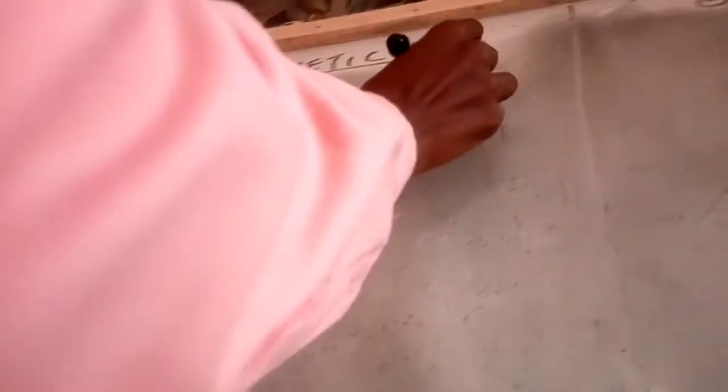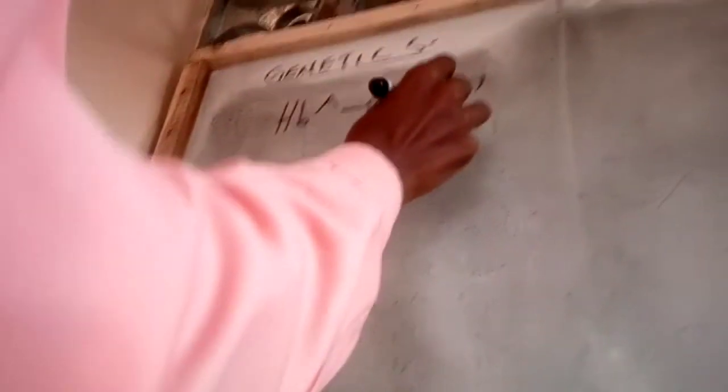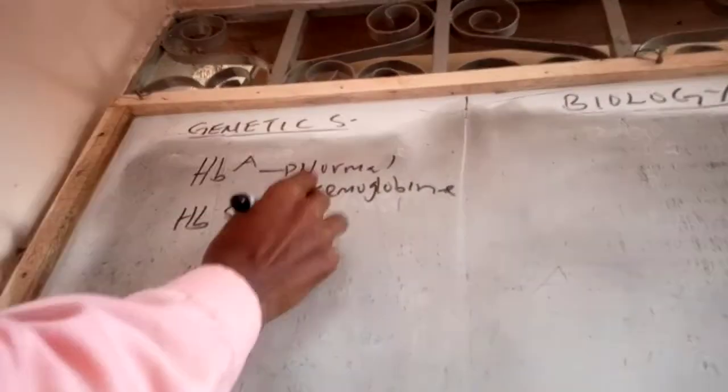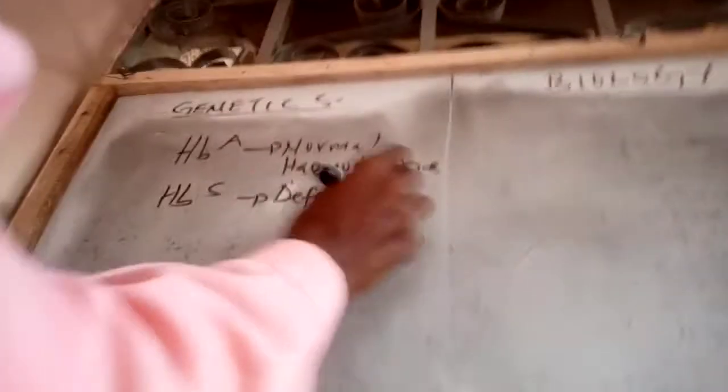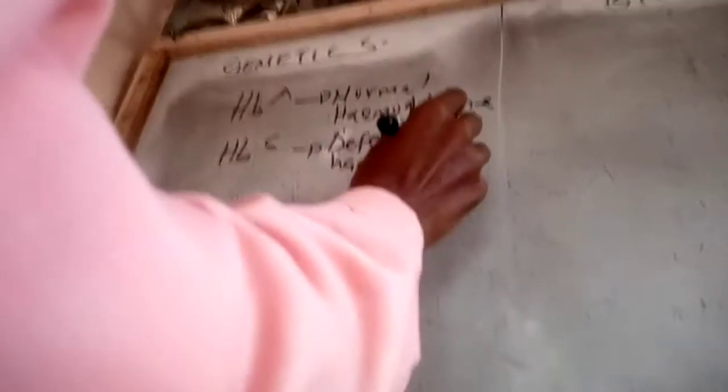The first one is normal hemoglobin, and the second one is HbS. HbS is abnormal or defective hemoglobin, which is a genetic disorder.